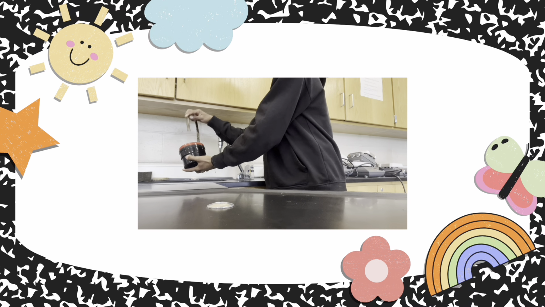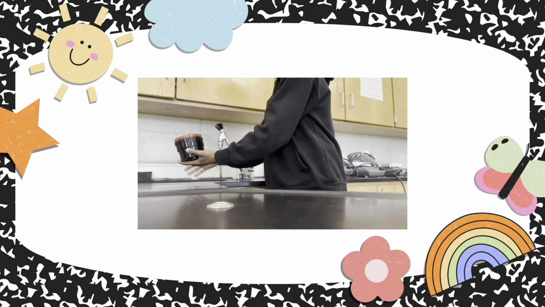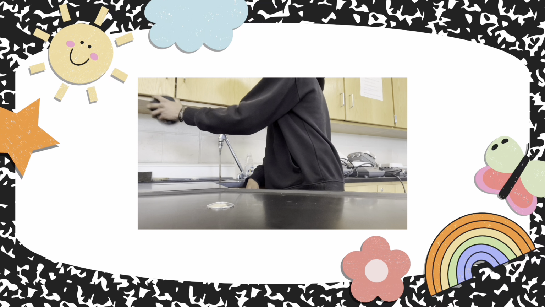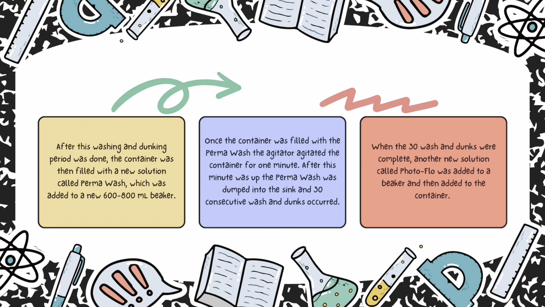After the 7 minutes were up, the fixer was dumped back into its beaker. This is when the black container was filled with water to the top and dumped, this process being done 10 consecutive times. After this washing and dunking period was done, the container was then filled with a new solution called permawash, which was added to a new 600 to 800 milliliter beaker.